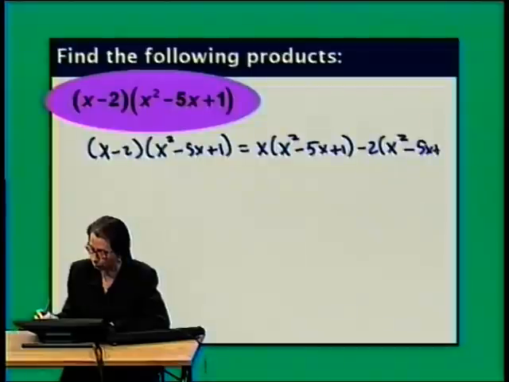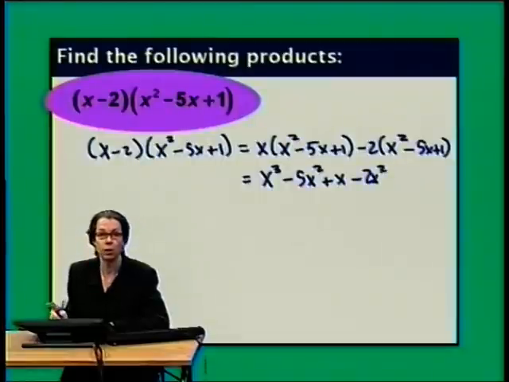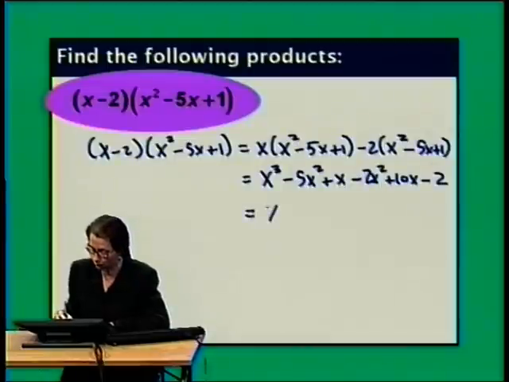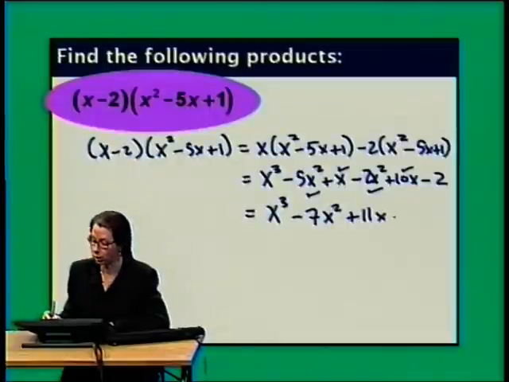2 as well. Using the distributive property a second time, x cubed minus 5x squared plus x minus 2x squared. I need to pay close attention to the sign. I have negative 2 times negative 5x, that's plus 10x, minus 2. Combining like terms, I have only one third degree term. I have two second degree terms, minus 5x squared, minus 2x squared, that's minus 7x squared. Two linear terms, x and 10x, that adds to 11x, and finally one constant term.